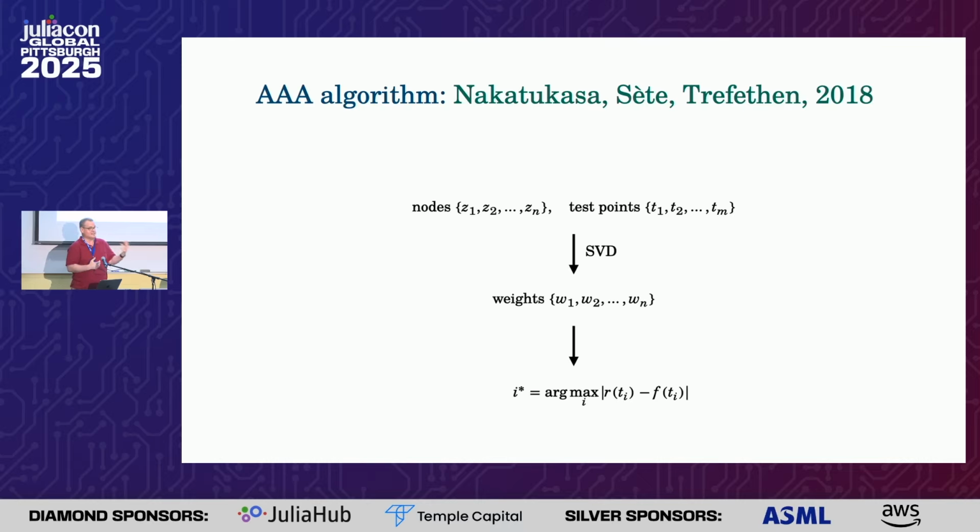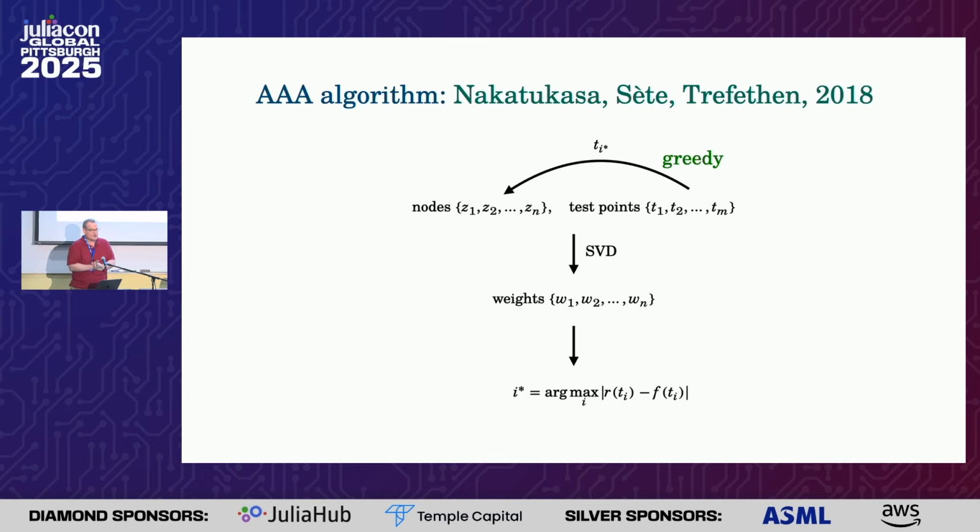You start with a set, let's say you have a set of n nodes and m test points. You can use an SVD to compute the weights. Now you have an interpolant that does a good job of approximation at the test points. You figure out what the residual actually is at the test points and choose the test point where it is the worst. And then you just greedily add that to your node set and repeat.